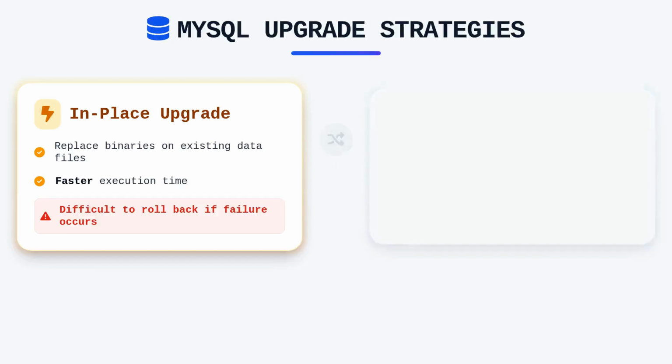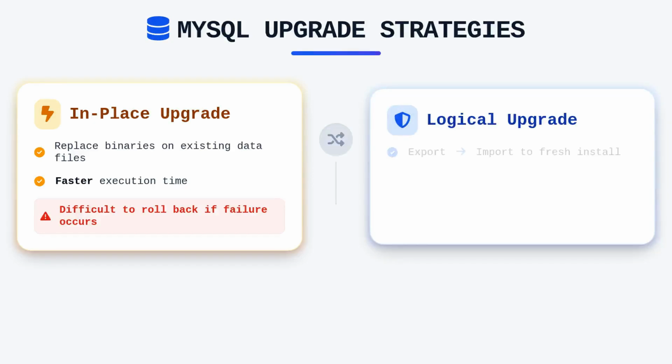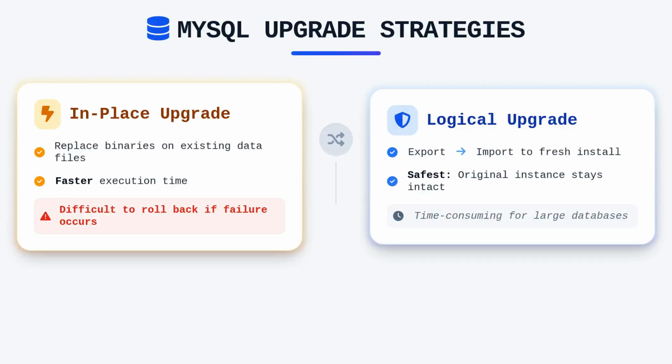A logical upgrade, by contrast, involves exporting your data using tools like mysqldump or MySQL Shell, and then importing it into a fresh, empty installation of the newer MySQL version. Although a logical upgrade is significantly more time-consuming for large databases, it offers the safest transition because the original instance remains untouched and fully functional during the entire process.